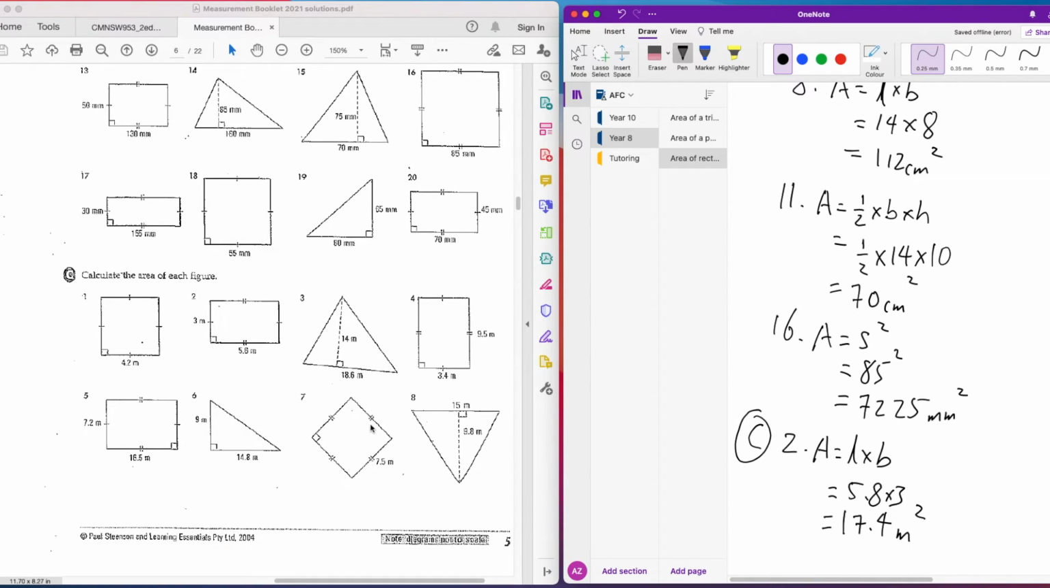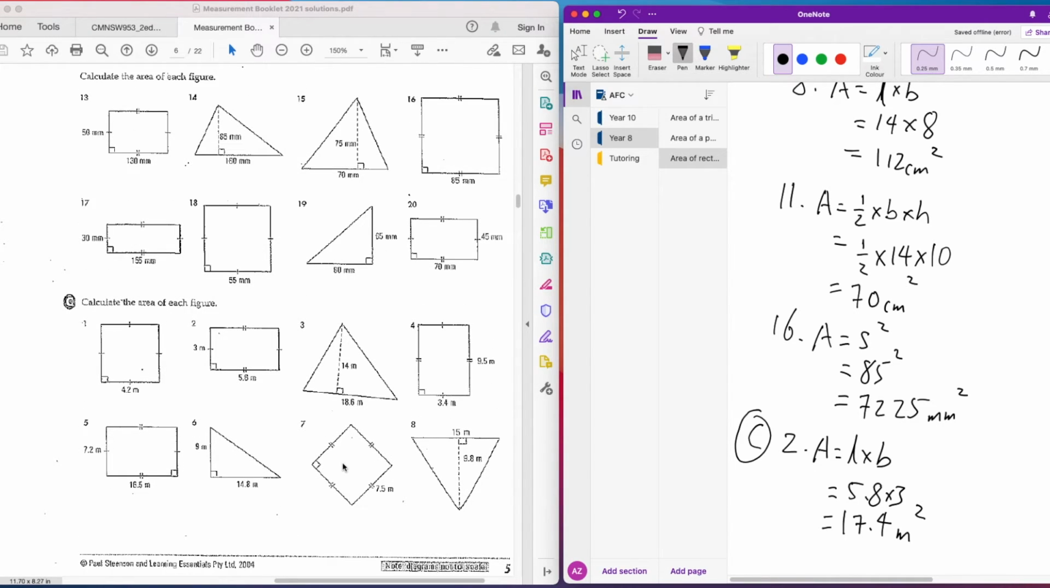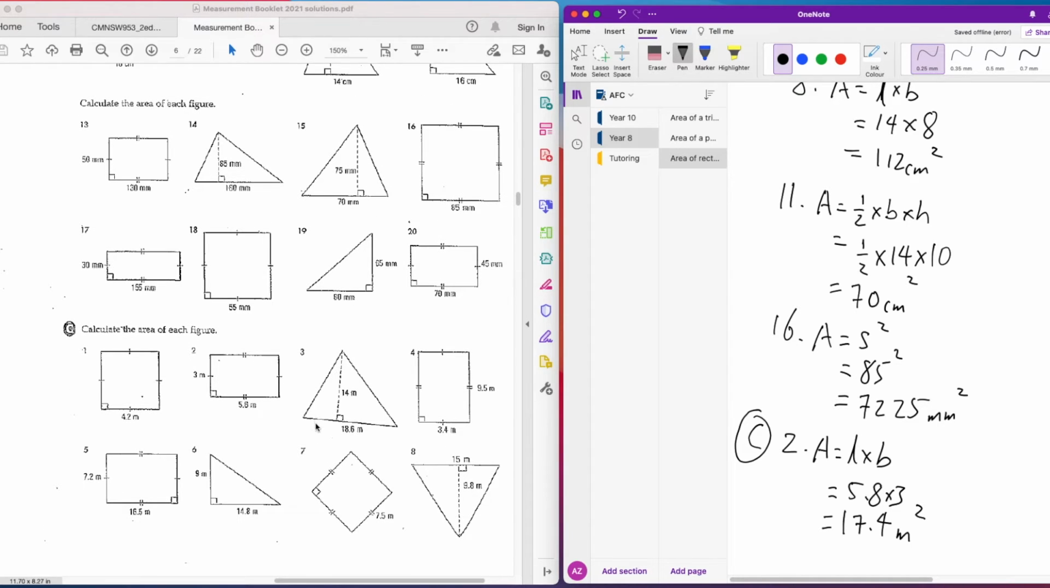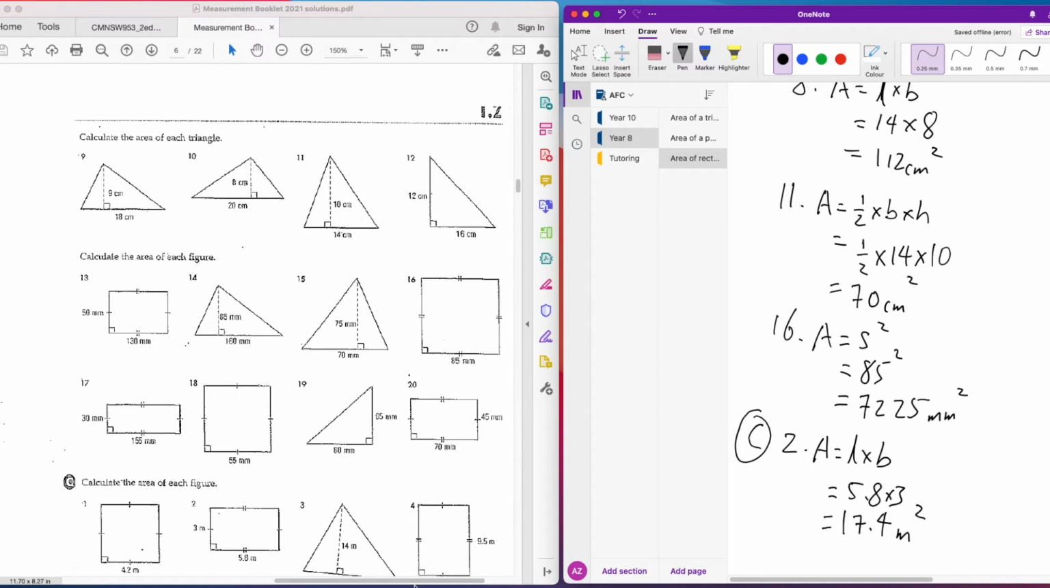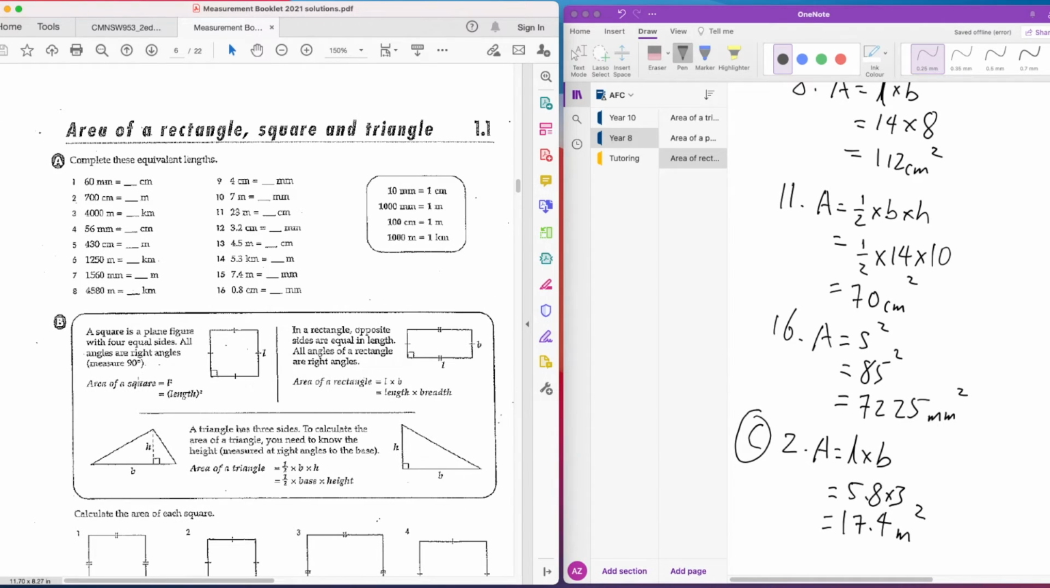Right, so I'm not going to go through any more of these examples as I am fairly confident that you can do these questions because essentially all you need to know is the 3 formulas. The 3 formulas are the area of a square, which is length squared. Area of a rectangle, which is length times breadth. Area of a triangle, which is half times base times height.